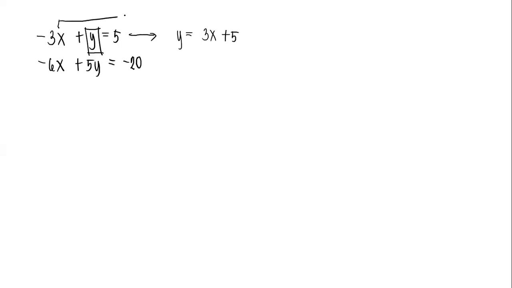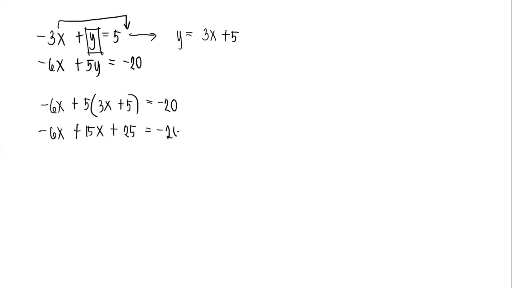Okay, transpose negative 3x to the right side of our equation. After that, substitute it into the second equation that we have. Negative 6x plus 5 times y, which is 3x plus 5, equals negative 20. We'll have negative 6x plus 15x plus 25 is equal to negative 20. Okay, negative 6x plus 15x, that is 9x, equals negative 20 minus 25. 9x is equal to negative 45. Dividing both sides by 9, our x is equal to negative 5.